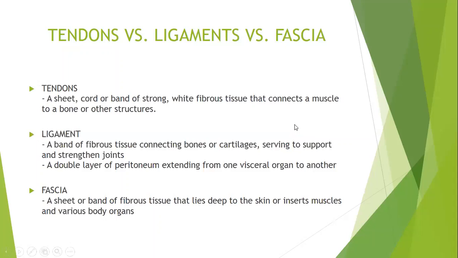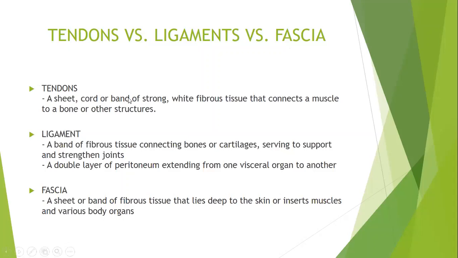While we were talking about bones, joints, and muscles, we often met these tendons, ligaments, and fascia, so let's know what they are. Tendons are a sheet, cord, or band of strong, white fibrous tissue that connects a muscle to a bone or other structures. The example of that is the common calcanean tendon. We also have the patellar tendon.